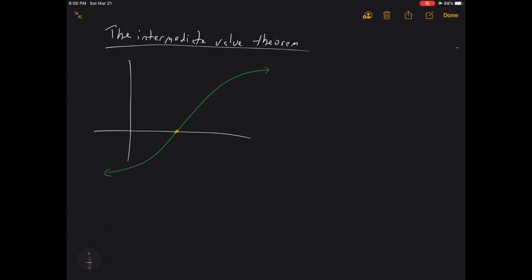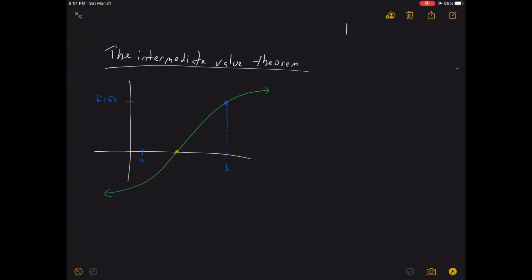The idea is, if I can find some kind of a value, maybe here, we'll call that A, and some kind of a value here, B, that I can actually find the value of this graph. Meaning that I can find the Y value here. That's going to give me some kind of a Y value. We're going to call it f of B. That's just a Y value. And then this is going to give me some kind of a value down here. We'll call that f of A.